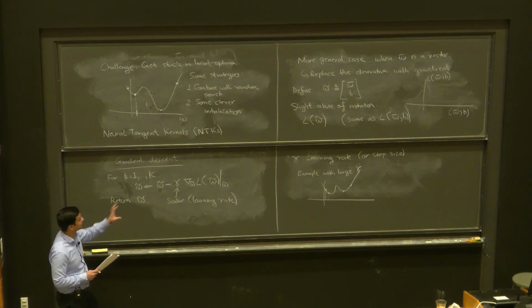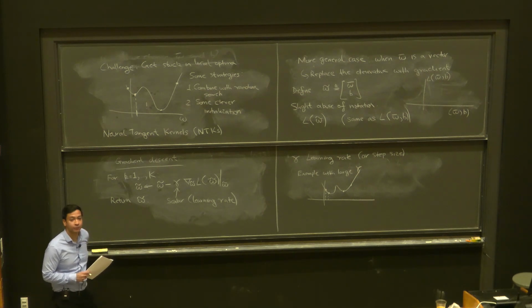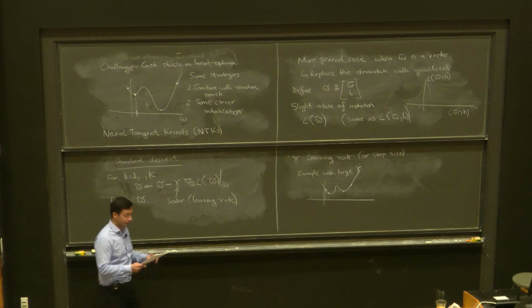I'll mention some variants of gradient descent that people actually use in practice, and we'll come back to this point of choosing the learning rate. Good, other questions?